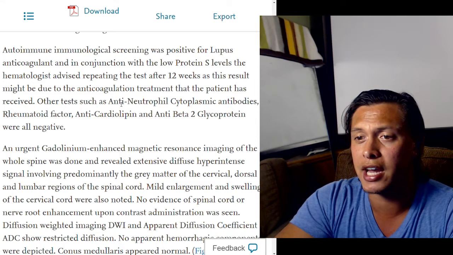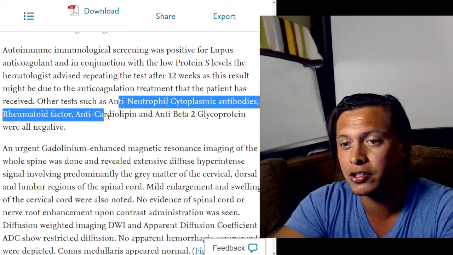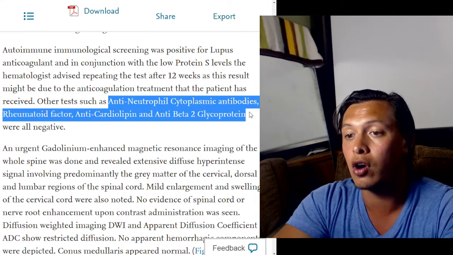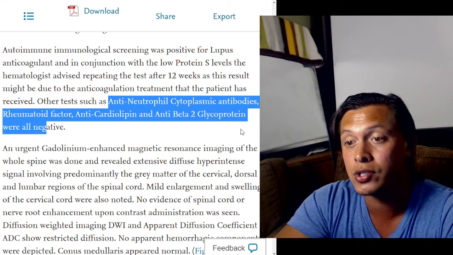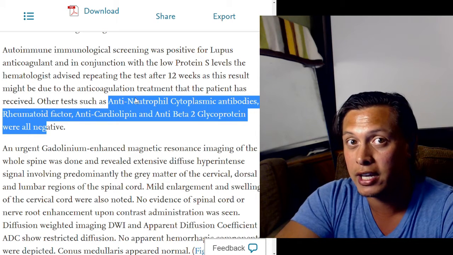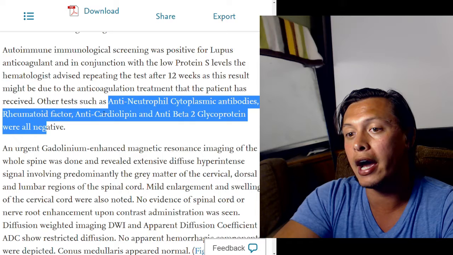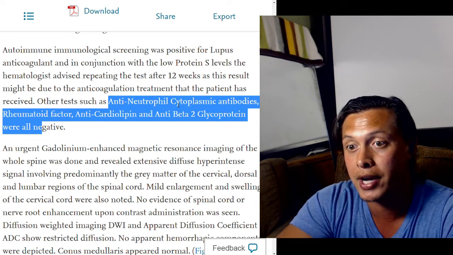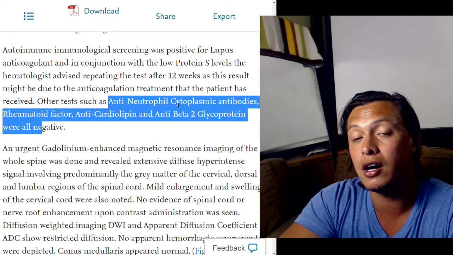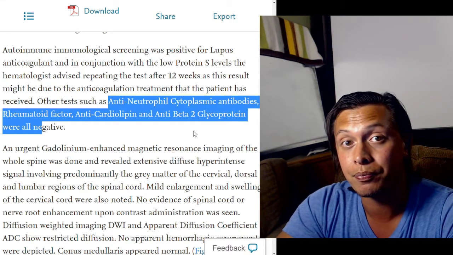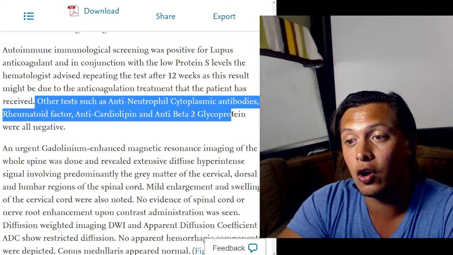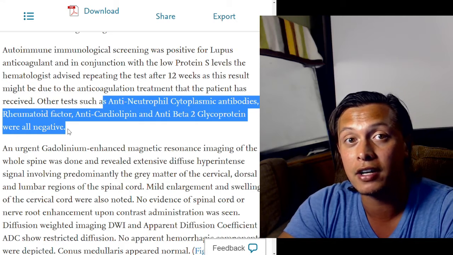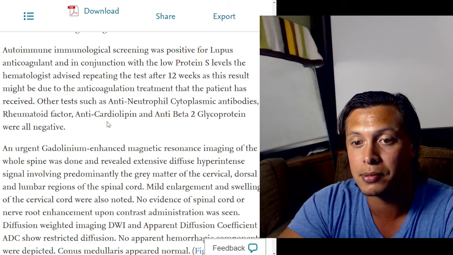Anyways, other tests such as anti-neutrophil cytoplasmic antibodies, rheumatoid factor, anti-cardiolipin, and anti-beta-2 glycoprotein were all negative. So these are all different autoimmune disorders, and you can do tests for the autoantibodies, as they're called. You could imagine, if this person tested positive for any of these, that could be of some concern. But it appears these other antibodies are not in high enough concentrations to elicit a response.